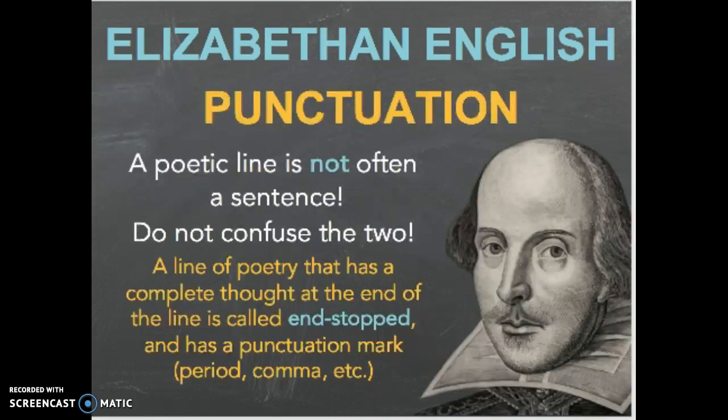Okay. Another thing about Shakespearean language, the punctuation. The poetic line is not often a sentence. Do not confuse that. A line of poetry that has a complete thought at the end of the line is called end-stopped and has a punctuation mark. Okay, it has a punctuation mark, a period, comma, etc. Okay, so you will see that it's called end-stopped.